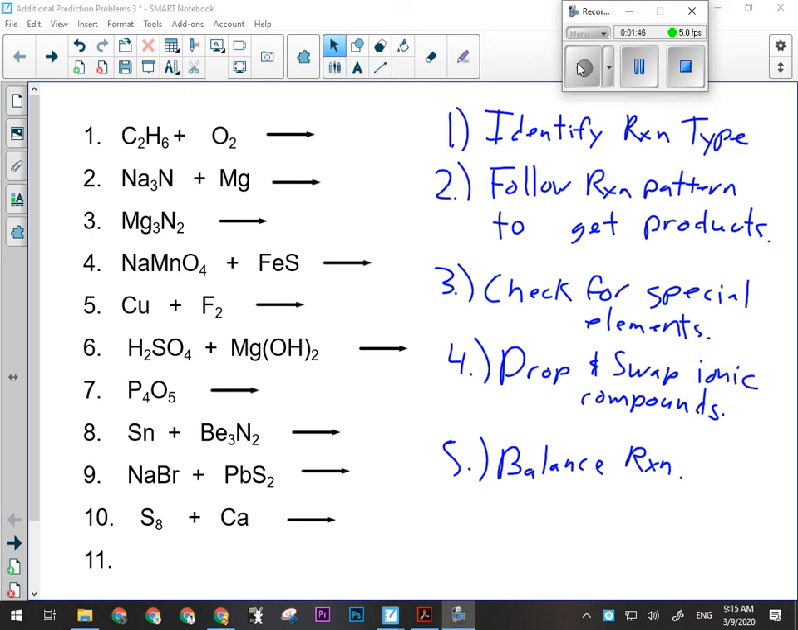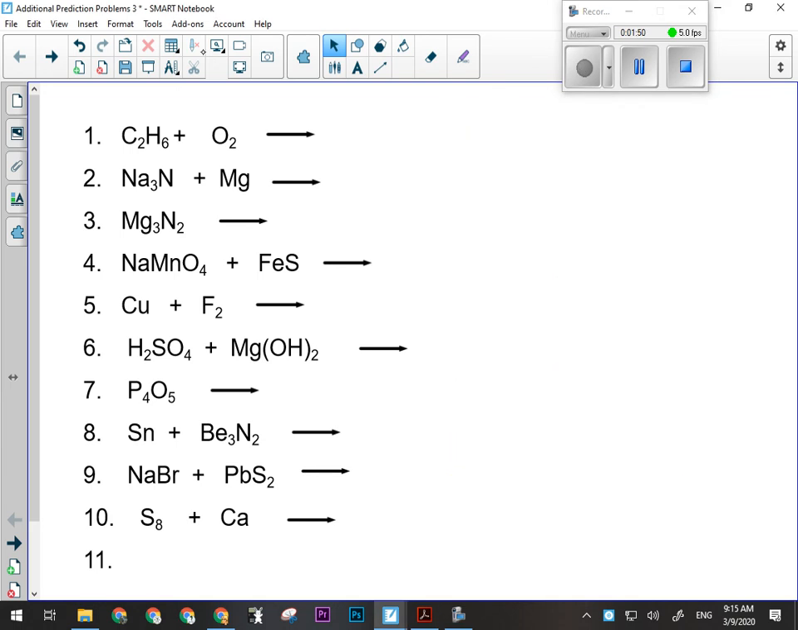For number one, what kind of reaction are we looking at? It's a combustion reaction. We have a hydrocarbon reacting with oxygen. The products of a combustion reaction are always carbon dioxide and water. So we've identified the type, followed the pattern, and predicted the products. There aren't any ionic compounds, so there's no dropping and swapping. There aren't any special elements to check for. So now we have to balance the reaction.